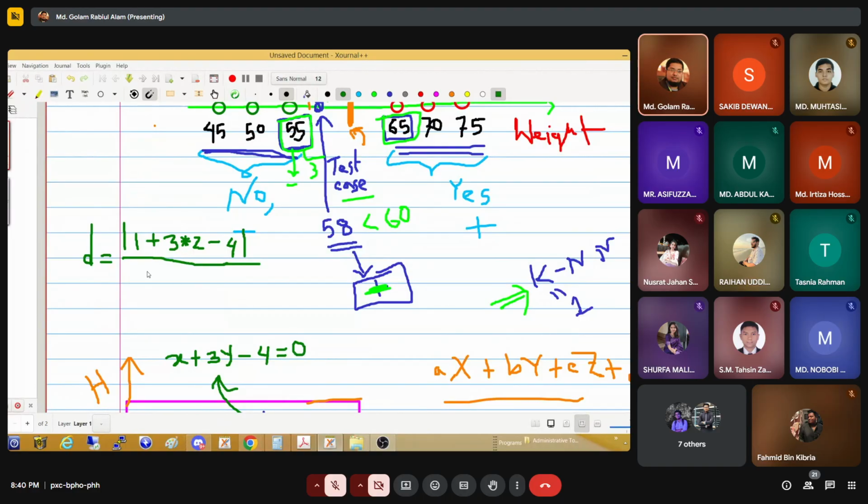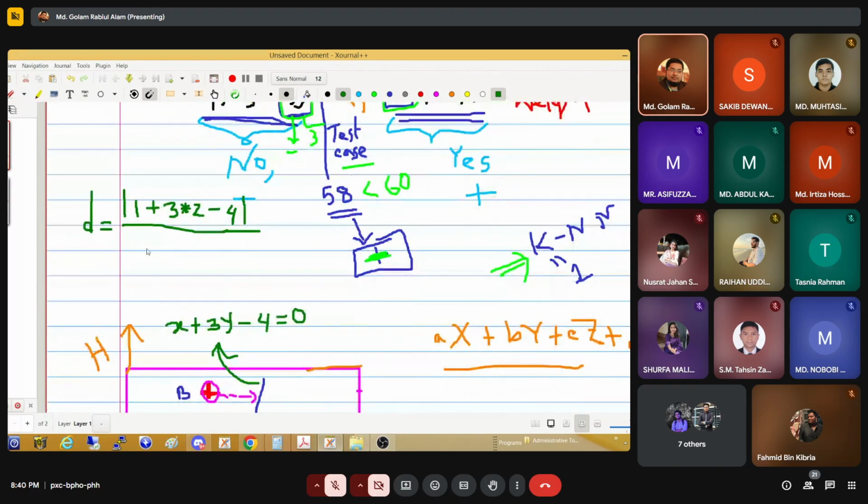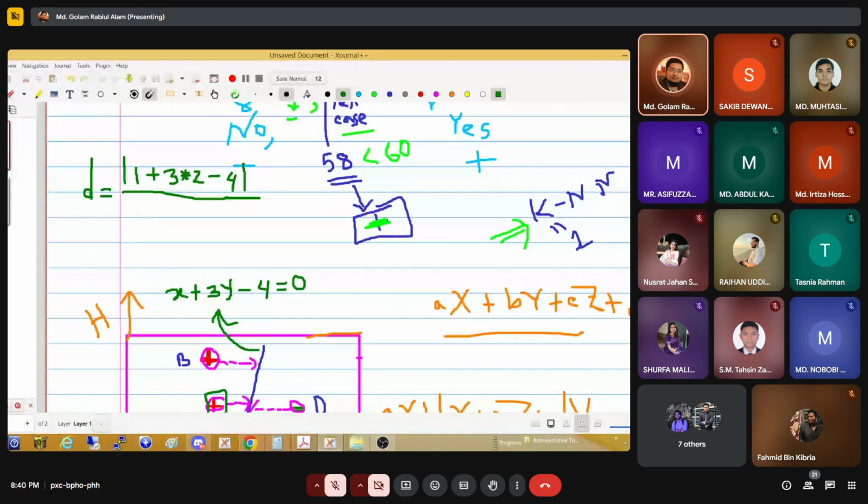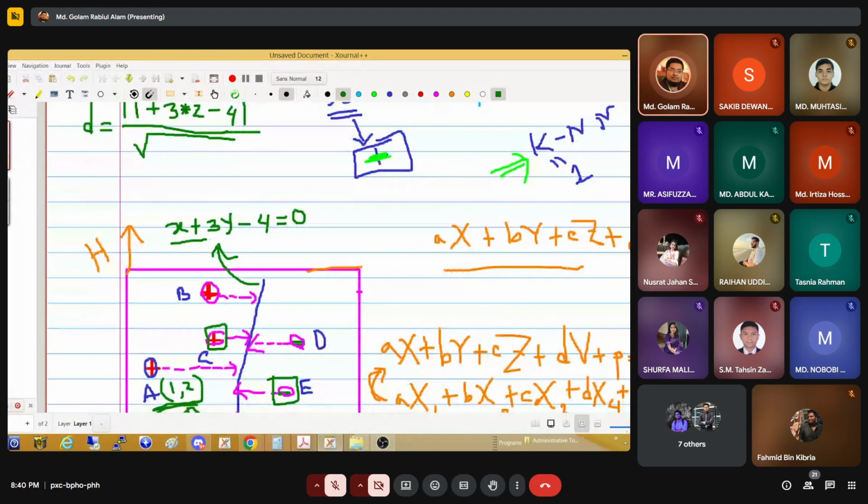The absolute value, and then we have to divide it by the Euclidean norm. In this case, it will be the square root of the norm of this equation. You can see the coefficient of x is 1, so here is 1 square, plus the coefficient of y is 3, so here is 3 square.